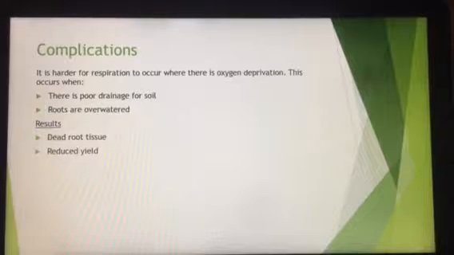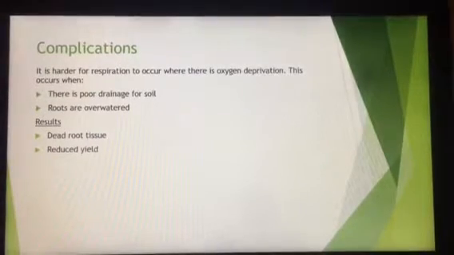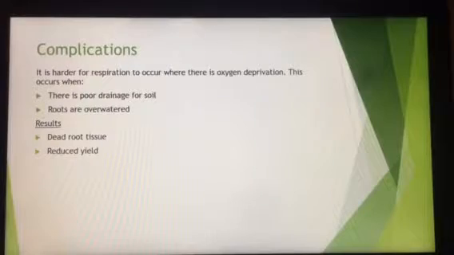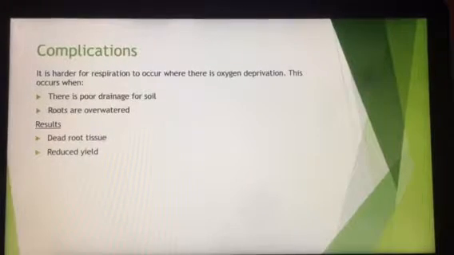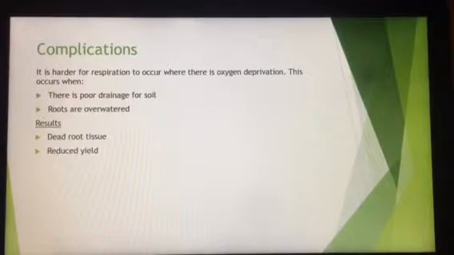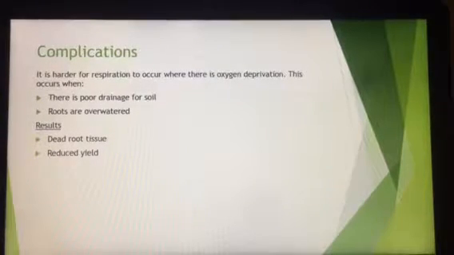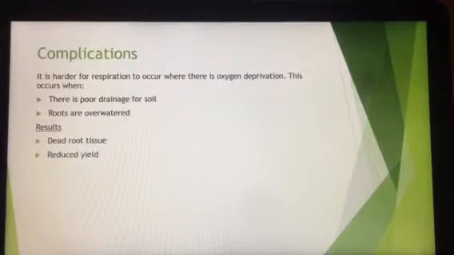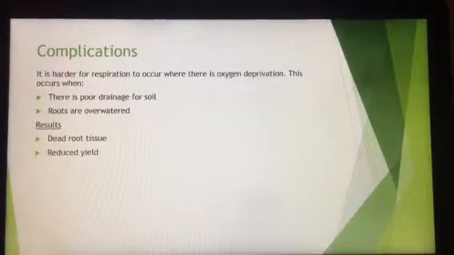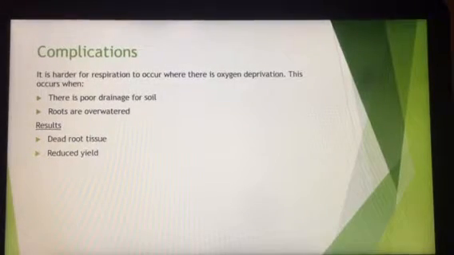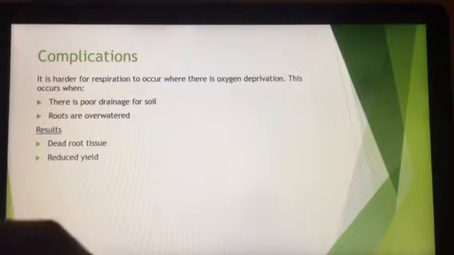Complications involved in respiration. It is harder for respiration to occur where there is oxygen deprivation. This occurs when there is poor drainage for soil and roots are overwatered. In this kind of situation, you get waterlogging, and when there's waterlogging, no oxygen is taken up by the plant's roots, because all the pore spaces are filled with water, and so that makes it hard for respiration to occur. The result is dead root tissue and a reduced yield of the plant.